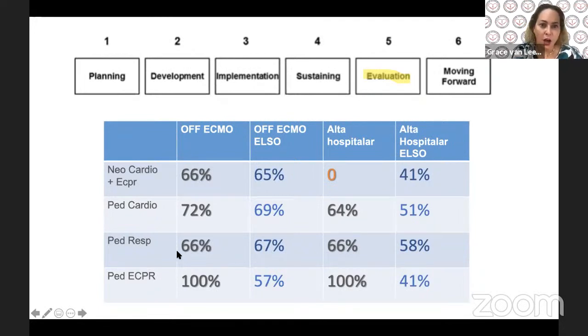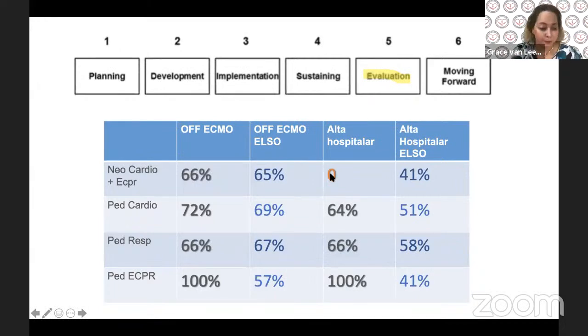Patients who came off ECMO and patients who had hospital discharge. And this is the ELSO comparison. So we were very good on all of them, but our neonates were not going home. What was going on? We were losing all of our patients on the ECMO gap. If we don't take a look, if we don't evaluate our program, you would never have realized that our neonates were not going home.